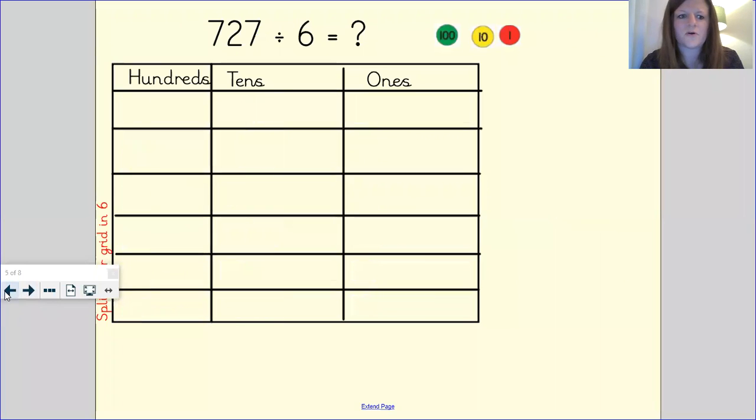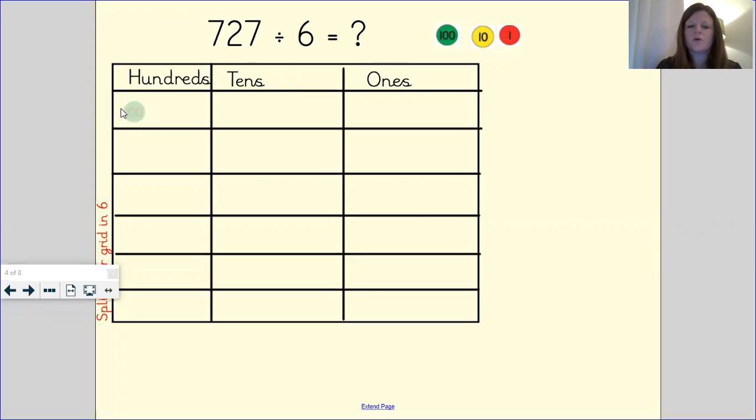So we have got 727 divided by 6. Pause the video, have a go yourself. So let's start dividing, sharing out the 700s. Do the hundreds first. So we've got 700 and we're sharing them into 6 equal groups.